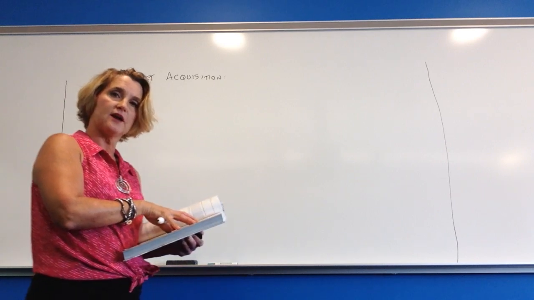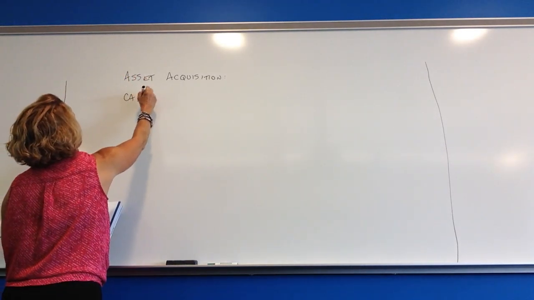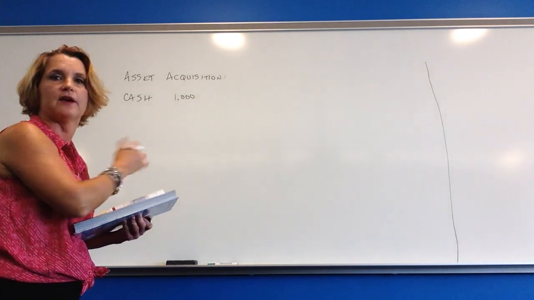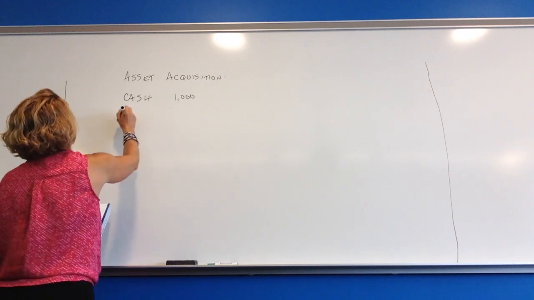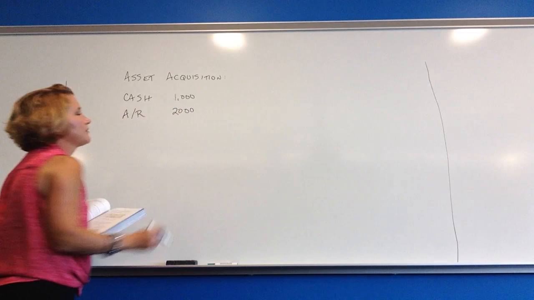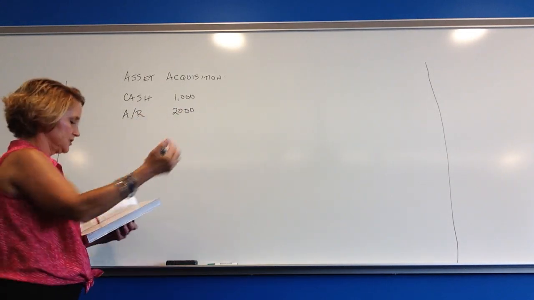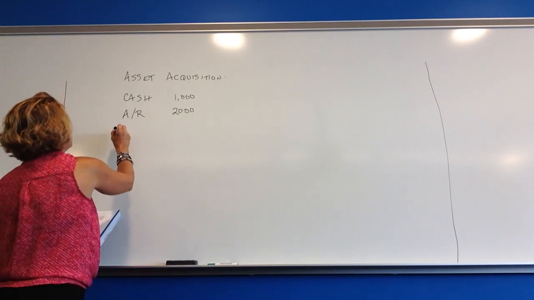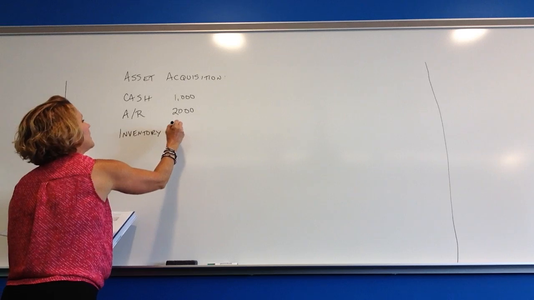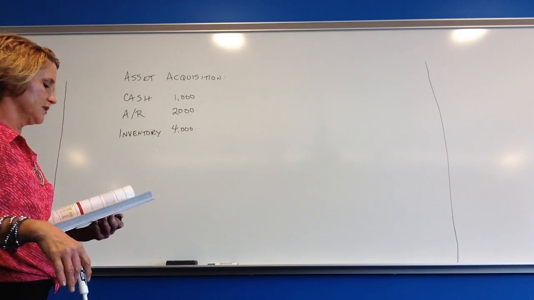If we go back to the company's balance sheet, the company has cash of $1,000. So now the company that's purchasing them has $1,000 in cash. They have accounts receivable on their books for $2,000. So again, now the company that's purchasing them has accounts receivable for $2,000. They have inventory of $4,000. Again, the company that's purchasing them now gets that inventory for that dollar amount.